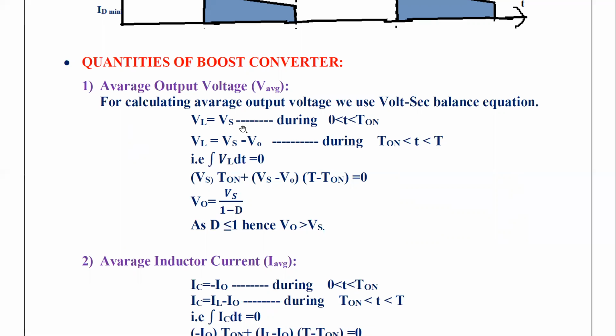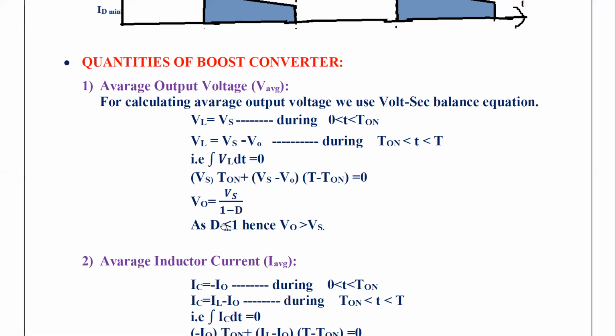So during turn on time, the voltage across the inductor VL is equal to VS. During turn off time, the voltage across the inductor VL is equal to VS minus V naught. So integration of VL dt is equal to 0, that is taken from the volt second balance equation. Therefore, VS into T on plus (VS minus V naught) into turn off time, that is T minus T on, is equal to 0. By simplifying this equation, you will get V naught is equal to VS by 1 minus D.